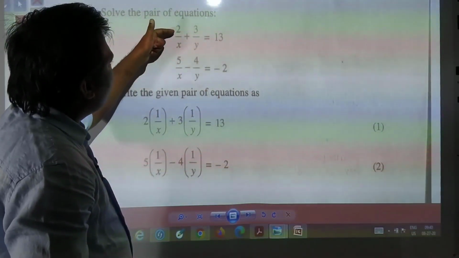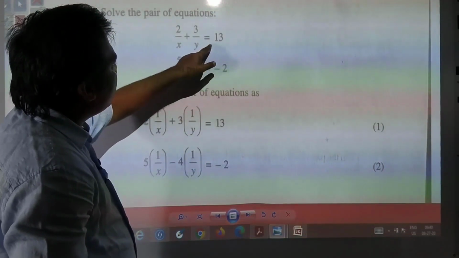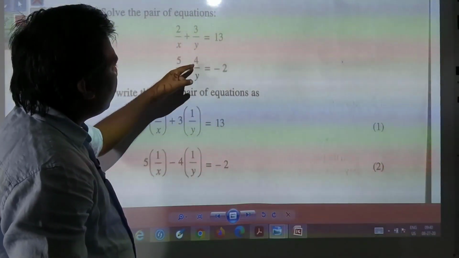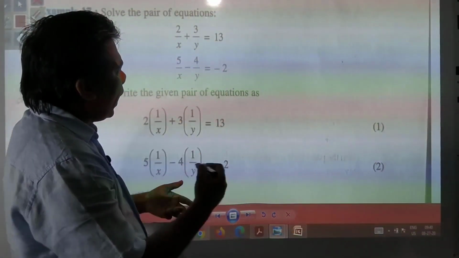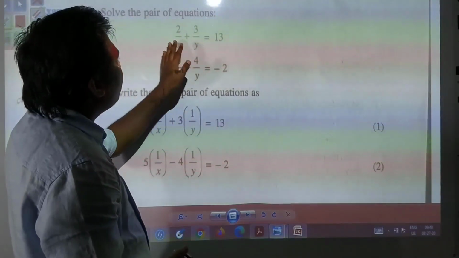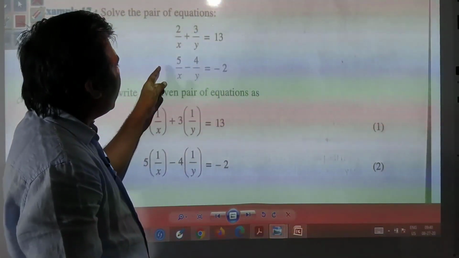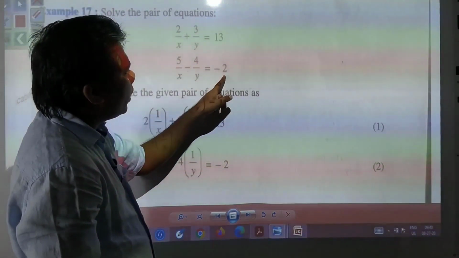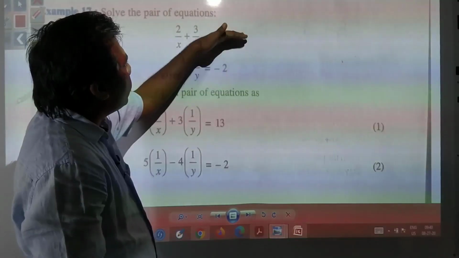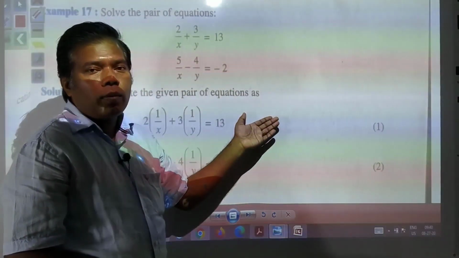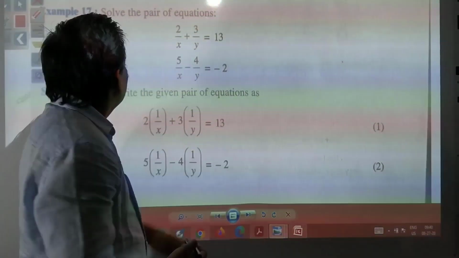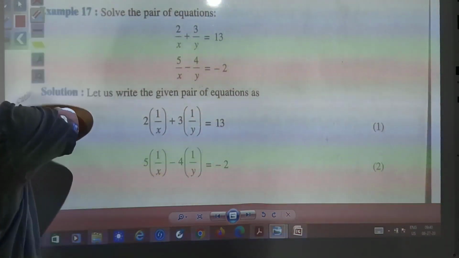You have 2 by x plus 3 by y is equal to 13, and 5 by x minus 4 by y is equal to minus 2. As you will solve, 2p plus 3q is equal to 13 and 5p minus 4q is equal to minus 2. In the same way, this can also be solved directly, without assuming p and q, if you want.